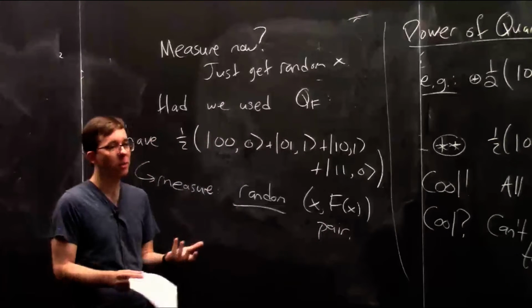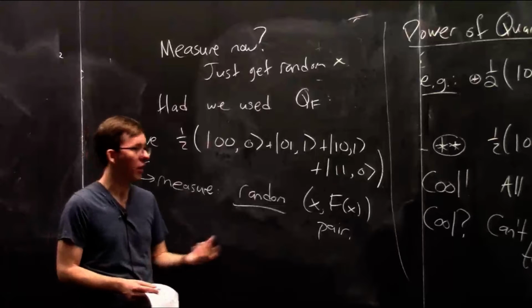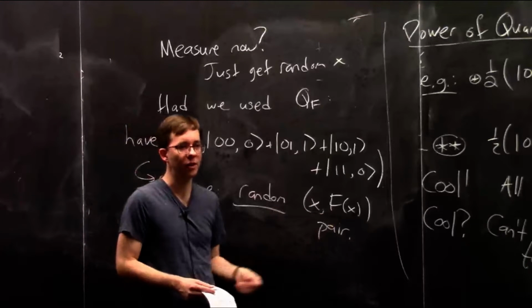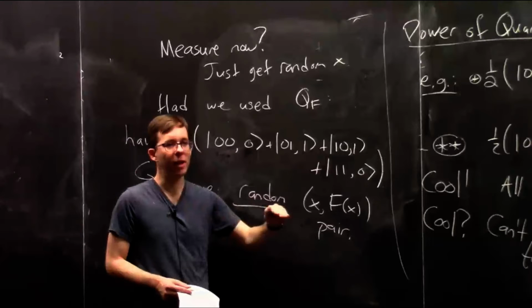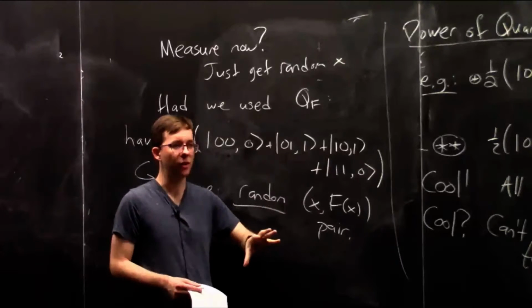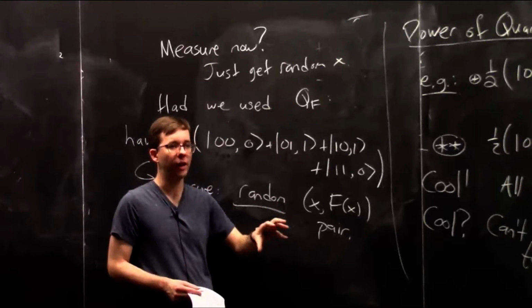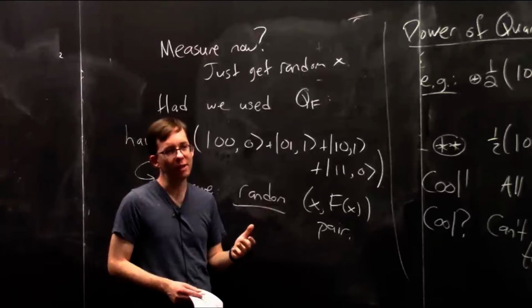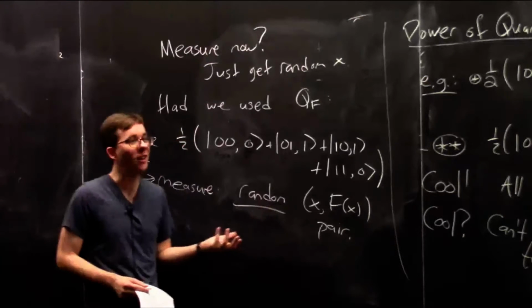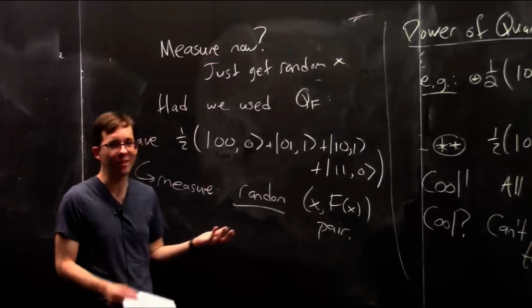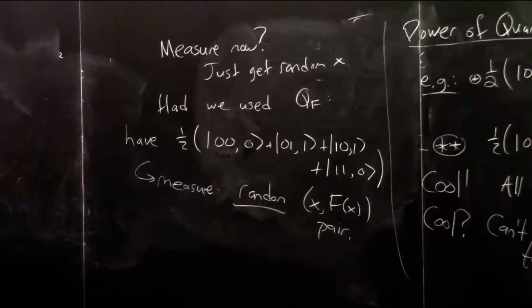I can make you a simple classical circuit, a classical code that also spits out random x, f of x pairs. Line 1, let x be a random string. Line 2, use your classical circuit to compute the function on that x. So I mean, it's not junk that you're getting from the quantum computer, but you could have done it much more easily without quantum circuits.